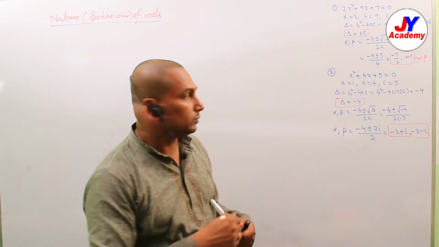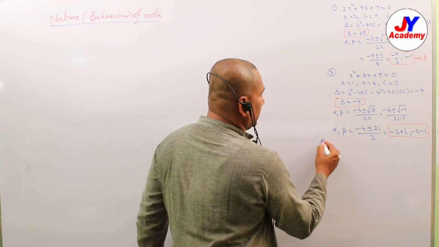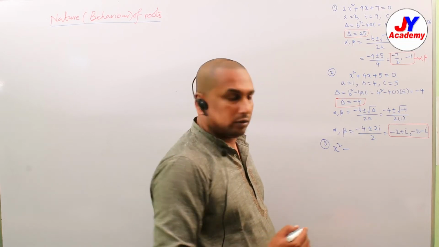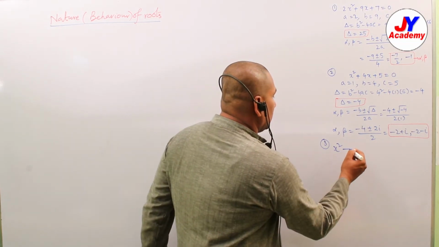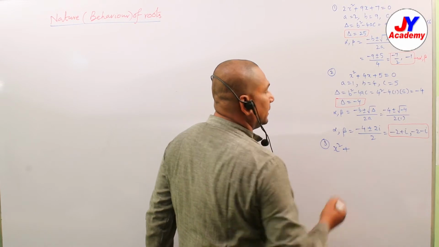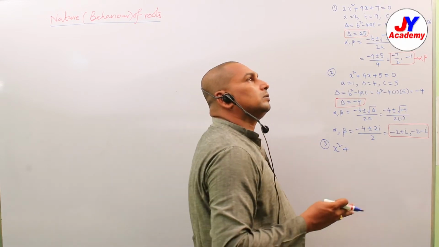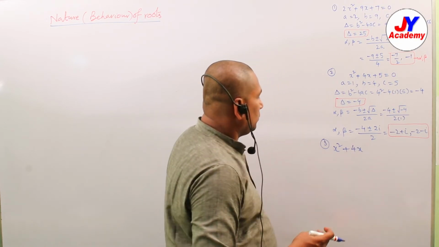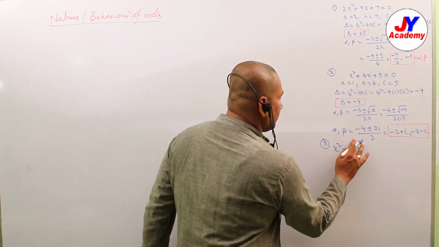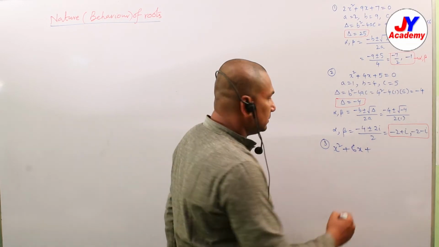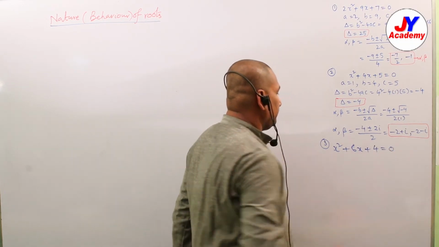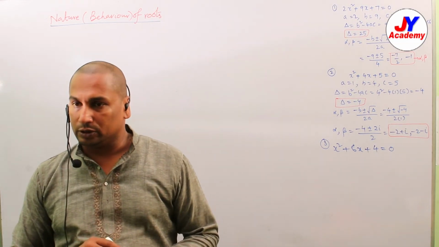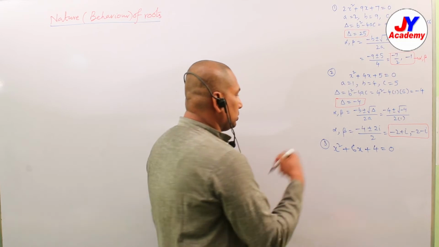Right, sir? Okay. Now third example. X square plus 6x plus 4 equal to 0. Then what about the roots?